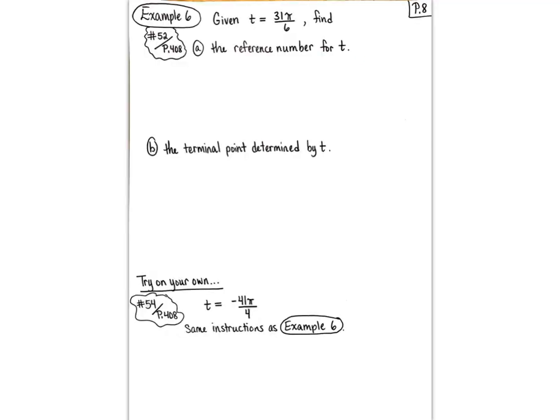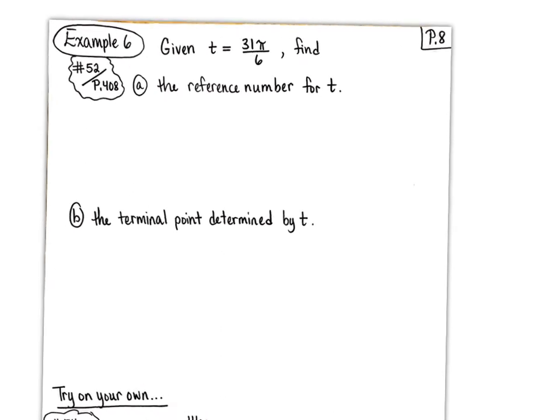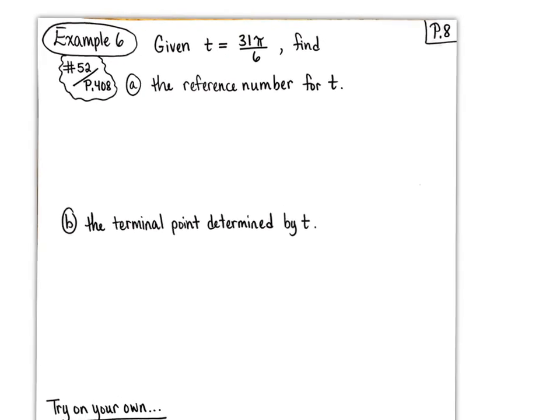So, let's go through an example here. Given t is equal to 31 pi over 6, find the reference number for t. Would you like a couple minutes? Yes, please. Okay, what are you getting? What's your reference number? You said 5 pi over 4? Nope, it's not 5 pi over 4. Negative pi over 6? What did you say? 5 pi over 6? Any others?